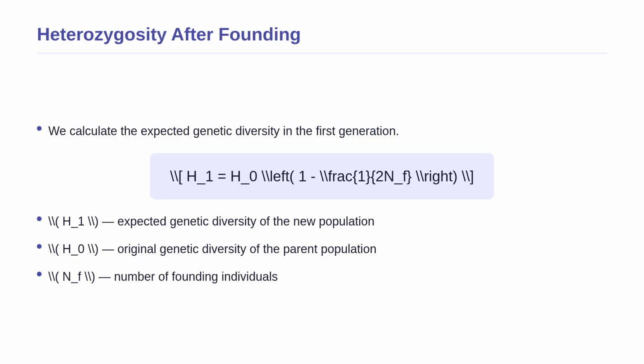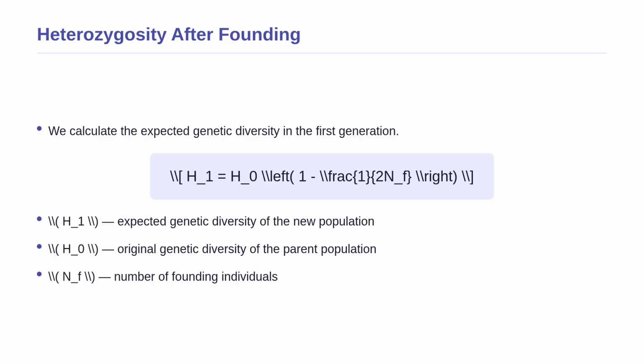To find this new overall genetic diversity, we use the heterozygosity formula. The formula states that H1 equals H0 multiplied by the quantity 1 minus the fraction 1 over 2NF. Let us define these terms. H1 is the new genetic diversity of the founder population in its very first generation. H0 is the original genetic diversity index of the large parent population. And NF, just like before, is the number of founding individuals.